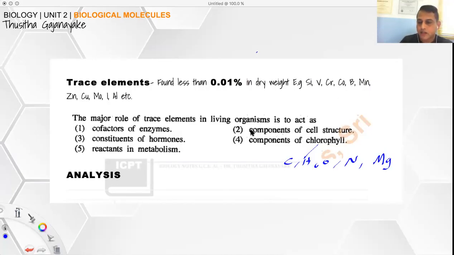Yes, the component of cell structure. Now, structural elements, mostly the macro elements responsible for the structure, and the trace element. They are important in the functions.